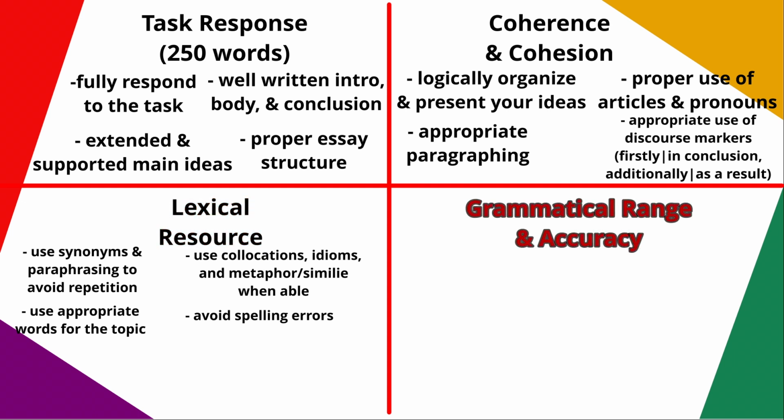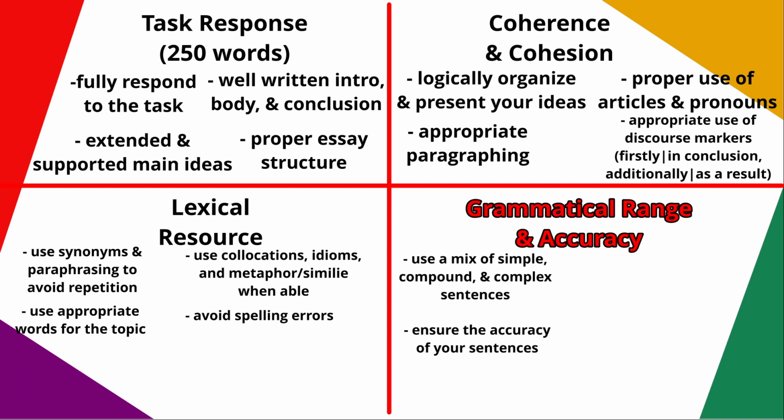Like lexical resource, grammatical range and accuracy is straightforward to understand. You want to produce as many error-free sentences as possible, while making use of a variety of grammatical forms. Observe these 4 points for grammatical range and accuracy. You should use a mix of simple, compound, and complex sentences. You should ensure the accuracy of your sentences. You should use punctuation appropriately. And you should avoid errors where possible.